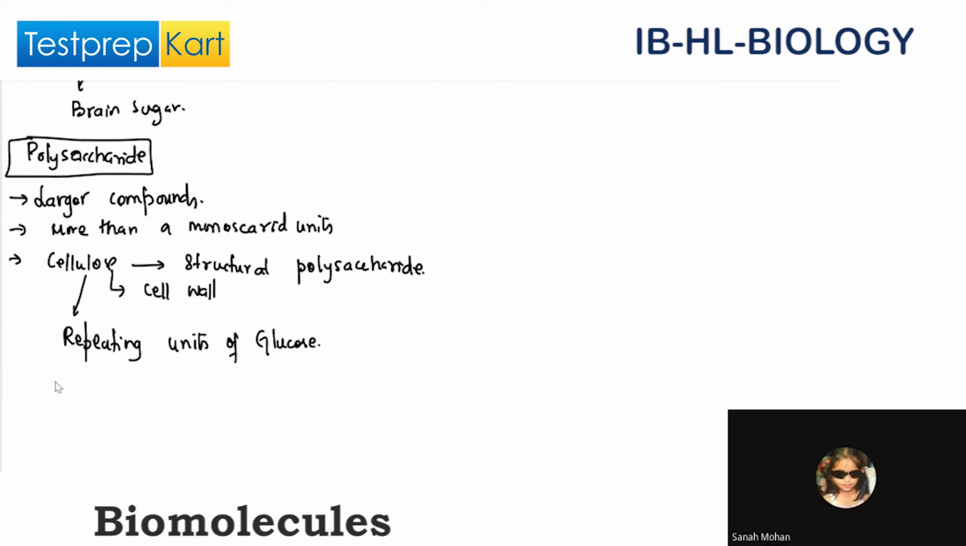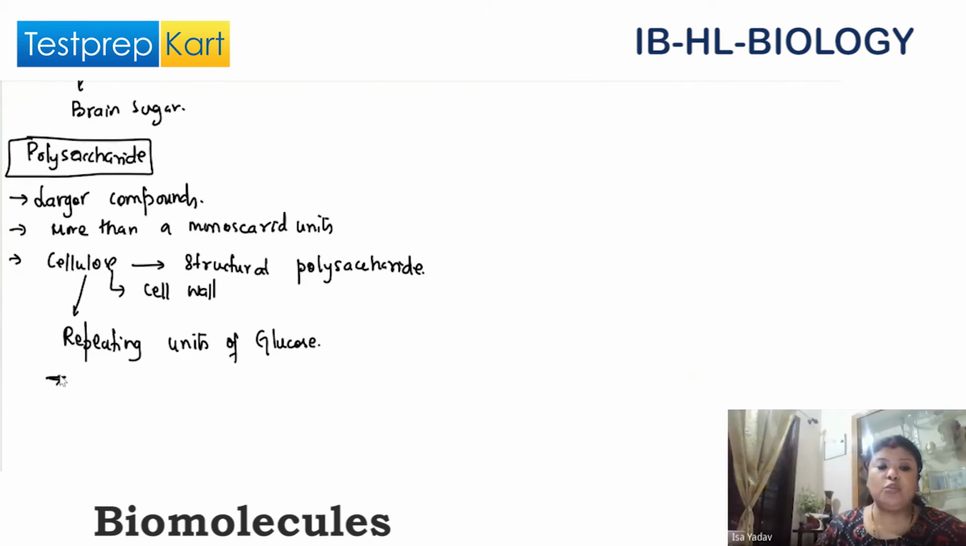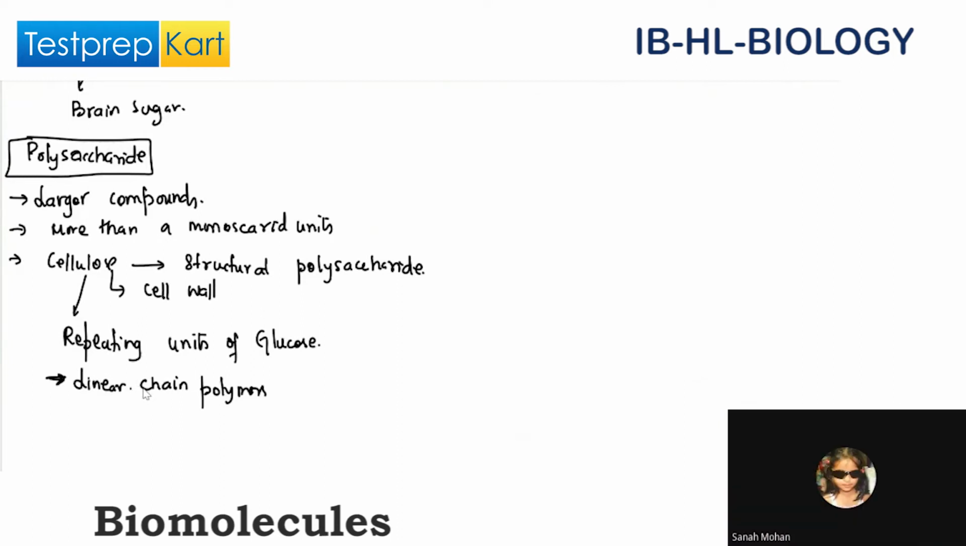Cellulose is linear, not branched. They are linear chain polymers, single chain polymers. Cellulose provides the fibers in the plant cells. Is this point clear? Any doubt here? Okay.